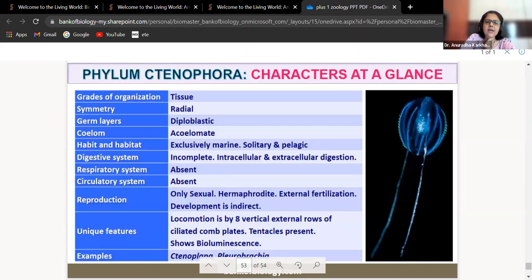Characteristics at a glance. Grade of organization: tissue, symmetry radial, germ layers diploblastic, coelom acoelomates, habitat exclusively marine, solitary and pelagic. Digestive system is incomplete, intracellular and extracellular digestion, respiratory system absent, circulatory system absent, reproduction only sexual, external fertilization, development is indirect. Unique features: locomotion by 8 vertical comb plates, tentacles are present, they show bioluminescence. Example do hi hai, ctenoplana and pleurobrachia. So please write down the example ke naam beta, ctenoplana and pleurobrachia.